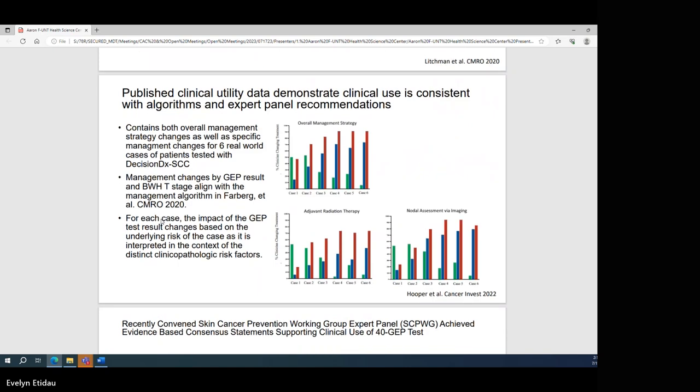please. So another study that I believe was not entirely or completely reviewed in the proposed LCD is here from Hooper. The LCD cites the real world data from this paper, but it doesn't really discuss the clinical utility aspect of the manuscript. This manuscript evaluated both overall management strategy changes as well as specific management changes for six real world cases of patients that were actually tested with the DecisionDx-SCC test. And oh, by the way, the management changes here from the GEP result and Brigham and Women's T stage align with the management algorithm in Farberg et al. and CMRO. For each case, the impact of the GEP test result changes based on the underlying risk of the case, as it's interpreted within the context of the various clinical pathologic factors that are seen in each case. Next slide, please.